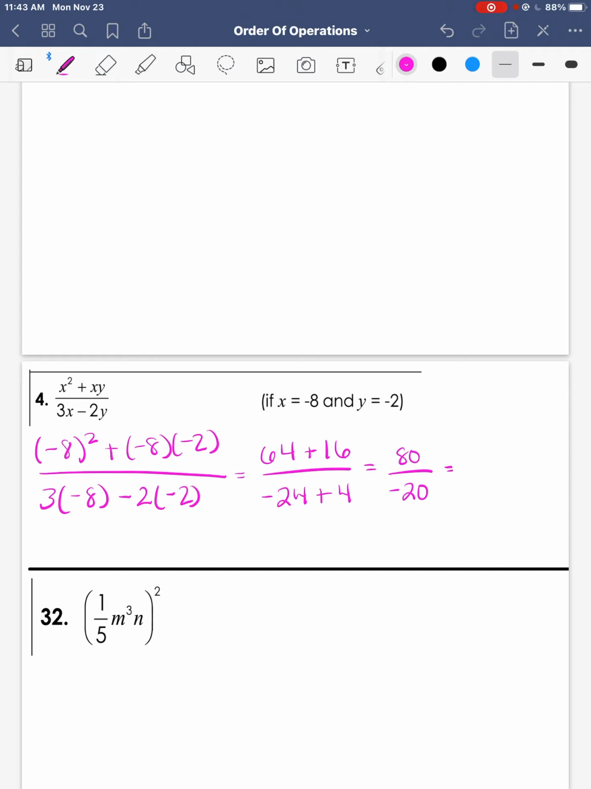Now you can approach this two ways. Well, first of all, the answer is negative 4. You could think of it as how many times can 20 go into 80? Because you got 20, 40, 60, 80. That's 4 times. And if you pay attention to the sign, a positive divided by a negative is still a negative. That's why it's negative 4, okay? So this is your answer.